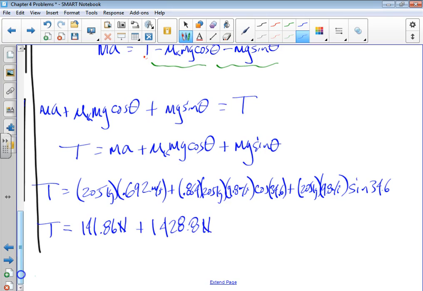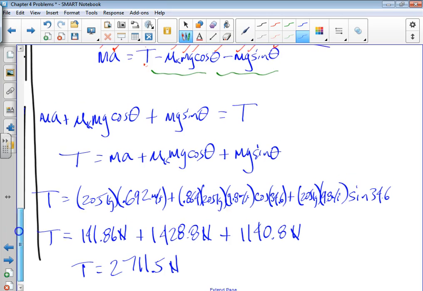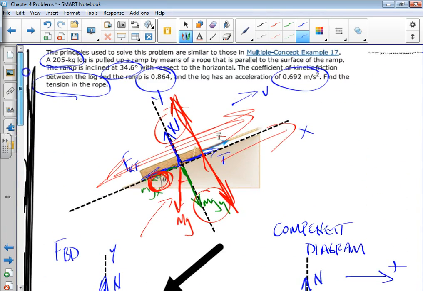plus 1428.8 newtons plus 1140.8 newtons. And then adding those together, unless I made a mistake, I get a tension of 2,711 newtons. You can do a 0.5, I guess, if you want. And that's going to be up the ramp, positive, the way we set it up. Let's see if we're even remotely correct.